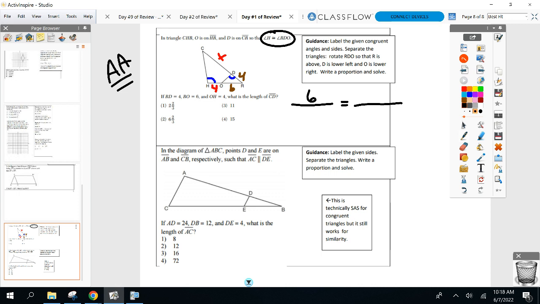Everyone see 6 OR? What side does that match up with in the big one? That's a tough one. It's tough for me to visualize, turn the triangle around. Here's what I'm going to tell you. Does everybody see that 6 is across from the congruent angle we marked?